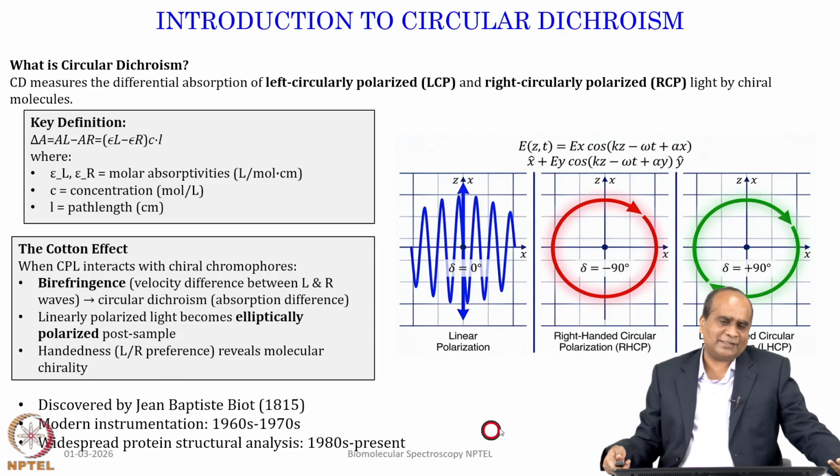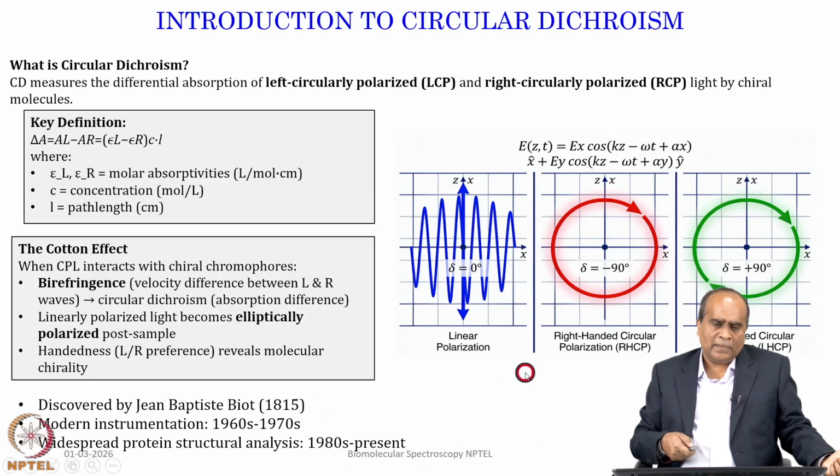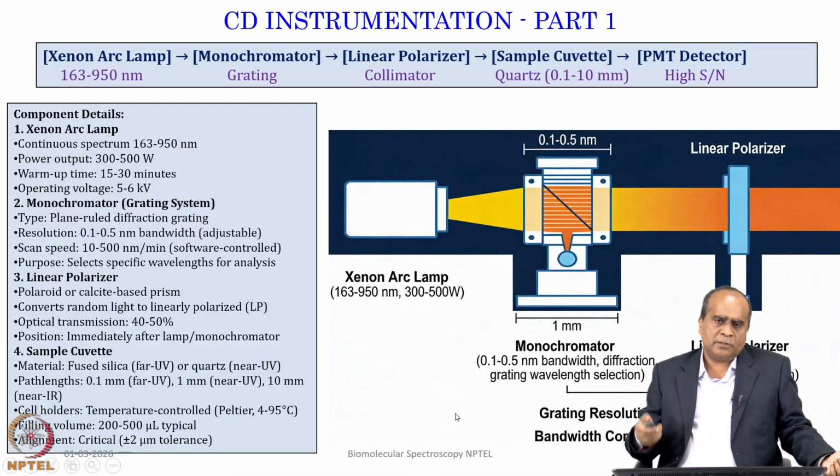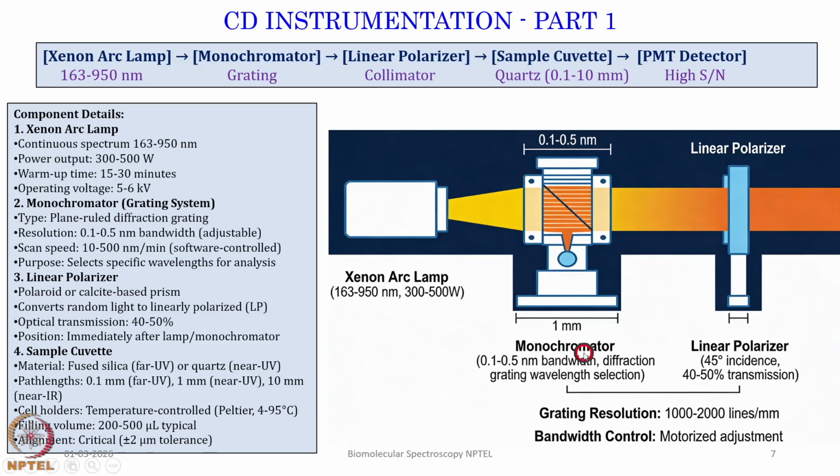First you discover the concept, then an engineering solution comes, and they make the instrument more sensitive, because protein concentrations are very low. After all the instrumentation developments over the years, we can have the instrument and measure it. In the instrument we are going to have a xenon arc lamp, which can give you radiation in the range of 165 or 163 to 950 nanometers.